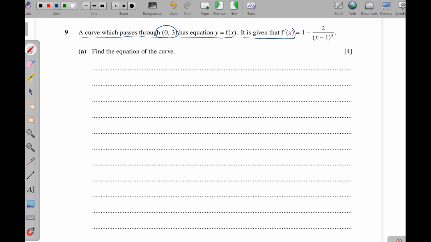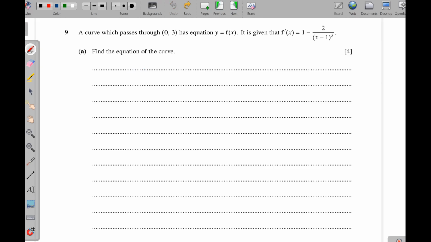It is given that f prime of x is this one here. Find the equation of the curve. We just need to integrate here. Because they differentiated, that means we need to integrate to go back. Differentiation and integration are reverses of each other.